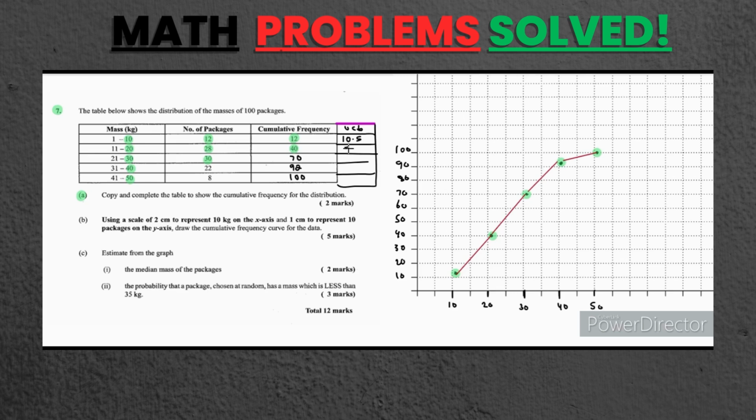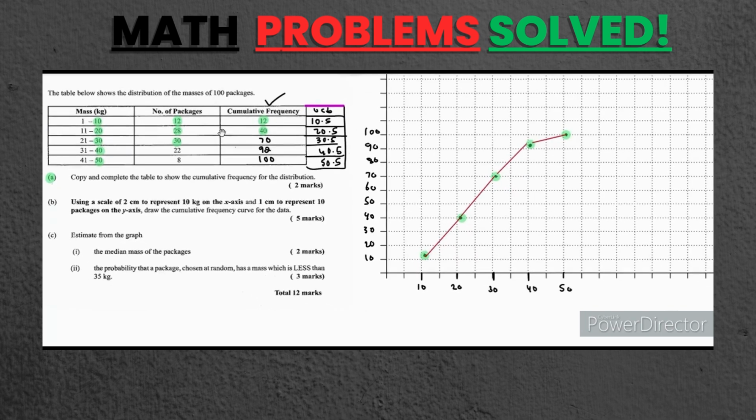And then it's 20.5, then it's 30.5, then it's 40.5, and the 50.5, right? So what we have done here, in the first part we have just to copy and complete a table to show the cumulative frequency for the distribution. So this row shows us the cumulative frequency, this column, right?